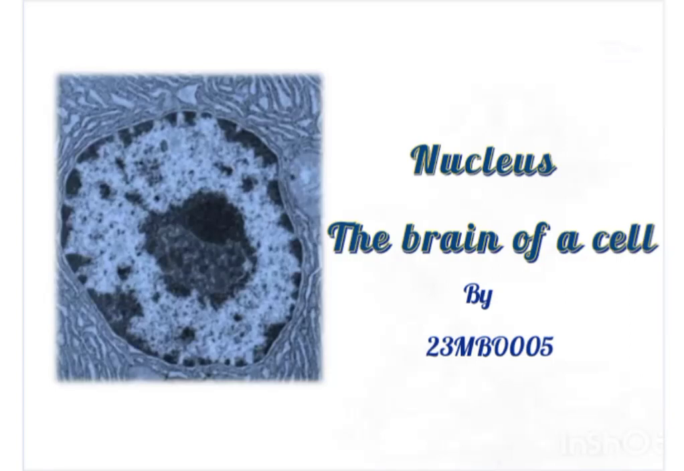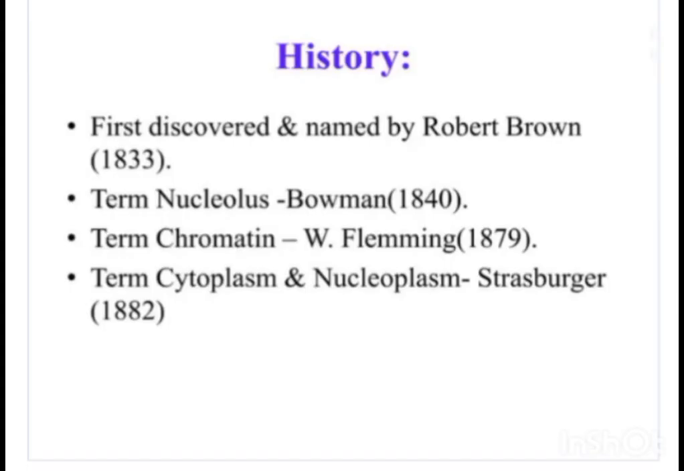Nucleus, the brain of a cell. History: first discovered and named by Robert Brown in 1833. Term nucleolus, Bowman in 1840. Term chromatin, W. Fleming in 1879.